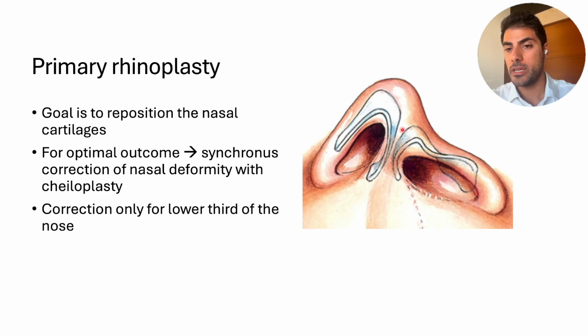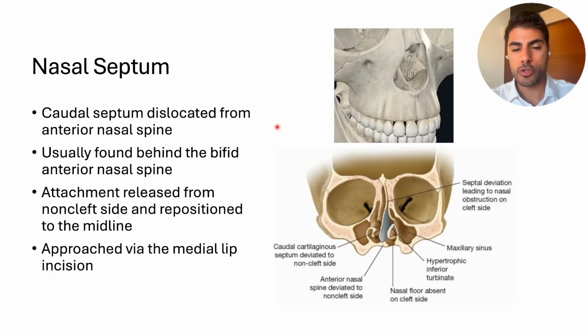After repositioning the cartilage, we fixate the cartilage to the skin. So now we'll see how. First, we start with the nasal septum. So the problem of the nasal septum, as we said, is that the caudal part of the nasal septum is attached to the orbicularis muscle on the medial side.